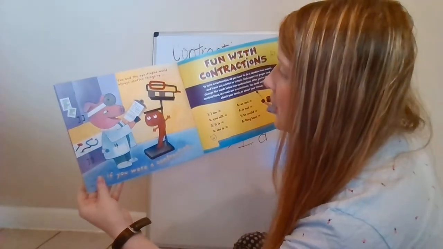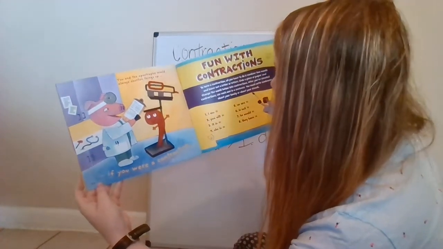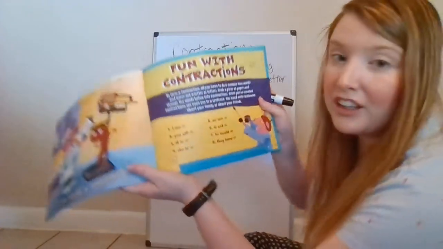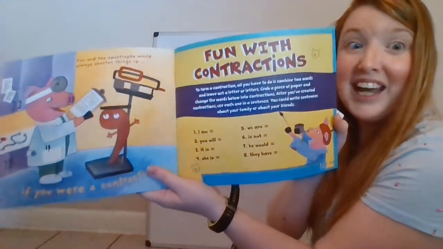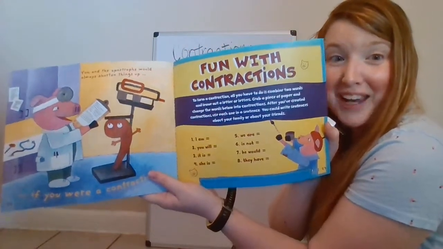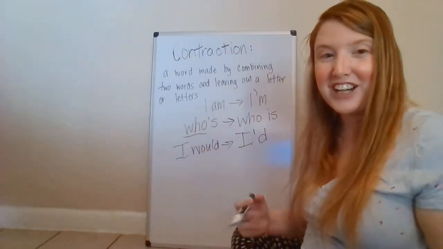You and the apostrophe would always shorten things up if you were a contraction. So these are the words that I'm going to put at the bottom that you can have your own fun time making contractions with. I hope you enjoyed this book and this lesson about contractions.